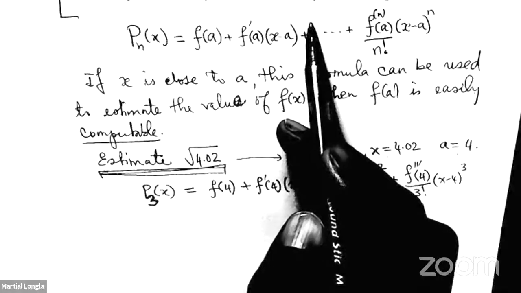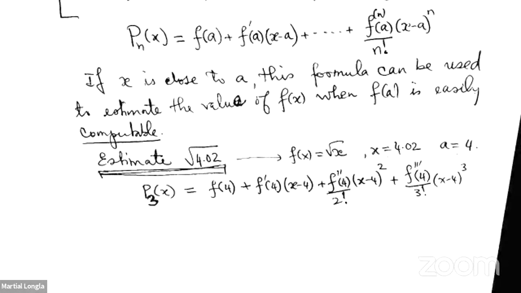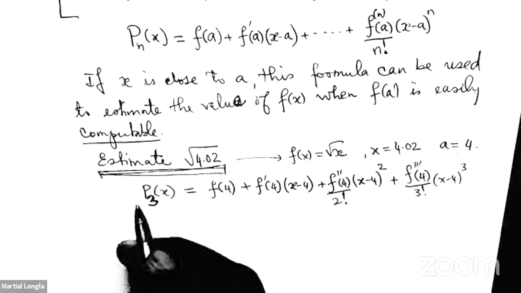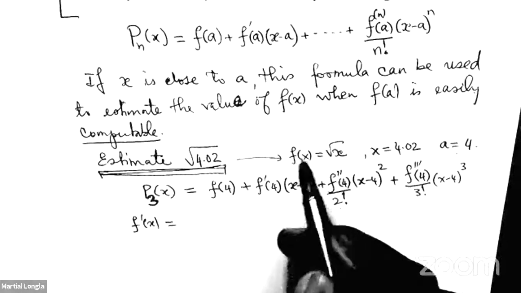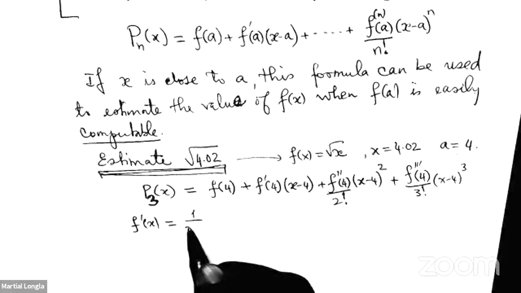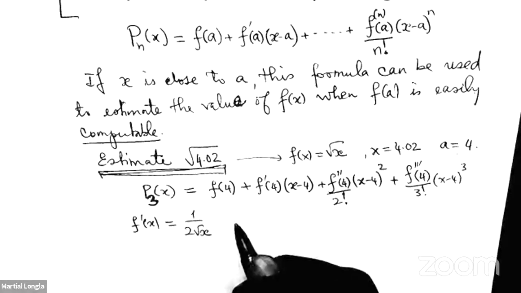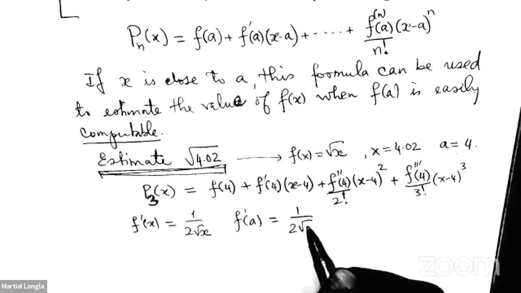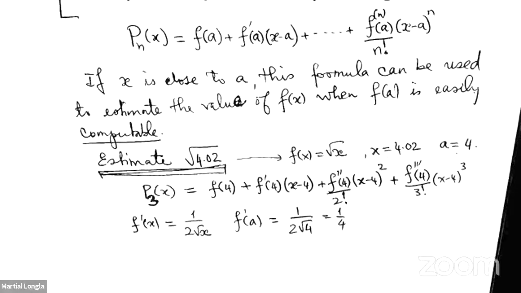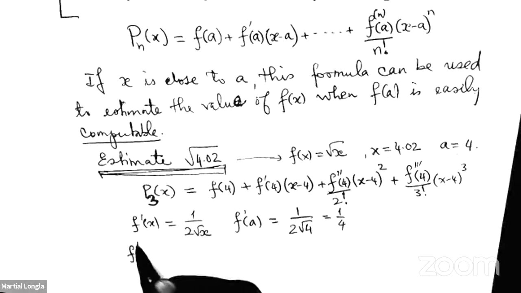So this is next, the second derivative over factorial 2, third derivative over factorial 3, fourth derivative over factorial 4, and so on. And so now you find those things for this function. So f prime of x, that's the derivative of this function, that is 1 over 2 square root of x. And so f prime of a is 1 over 2 square root of a. A is 4, so that's 1/4.